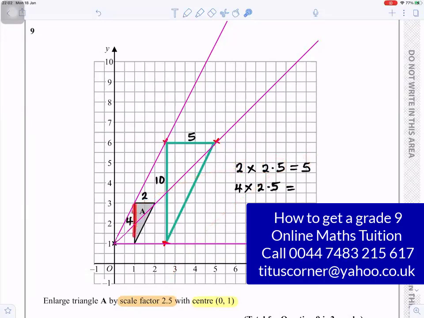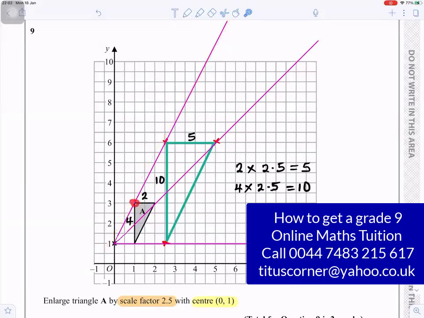If we take this vertical height there, 4, we times 4 by 2.5 because the 2.5 is the scale factor. So that will give 4 times 2.5, which would give us 10. Now we draw the guidelines. The guidelines there in pink color. That's the first one.